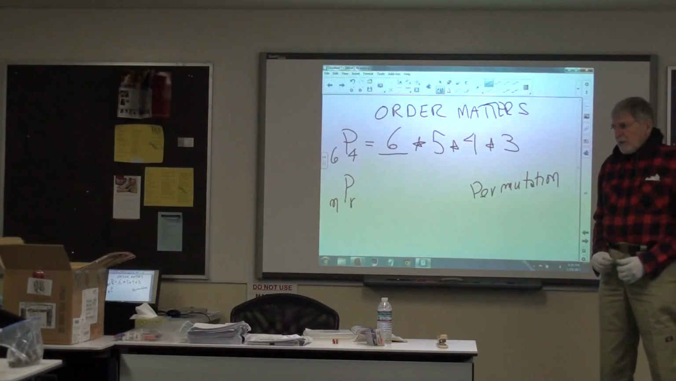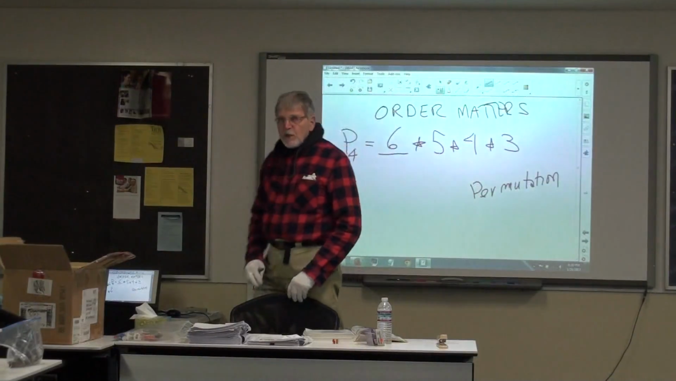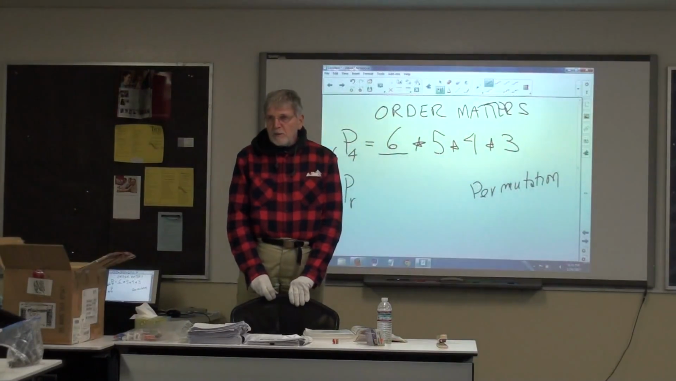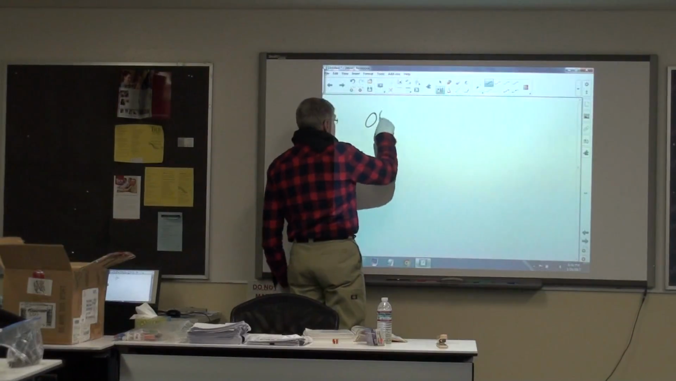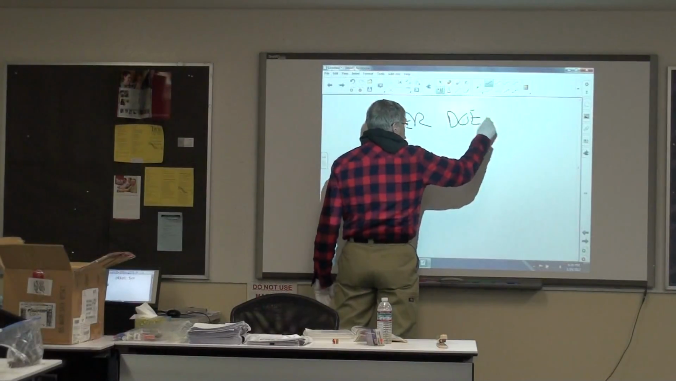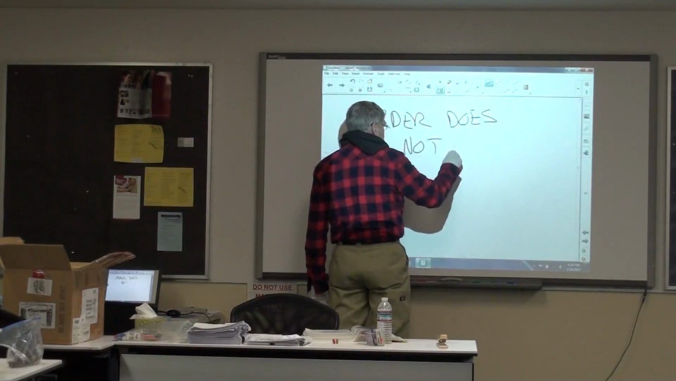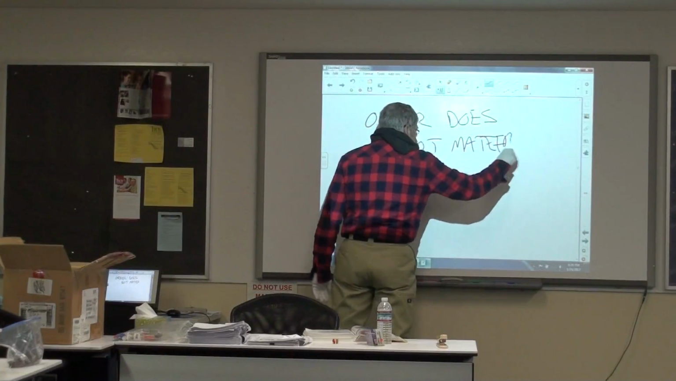So if in your selection, the order of selection leads to a different selection, then it's called a permutation. Good. Now, there are certain selections where the order does not matter. If you're making a selection where the order does not matter, it's called a combination.